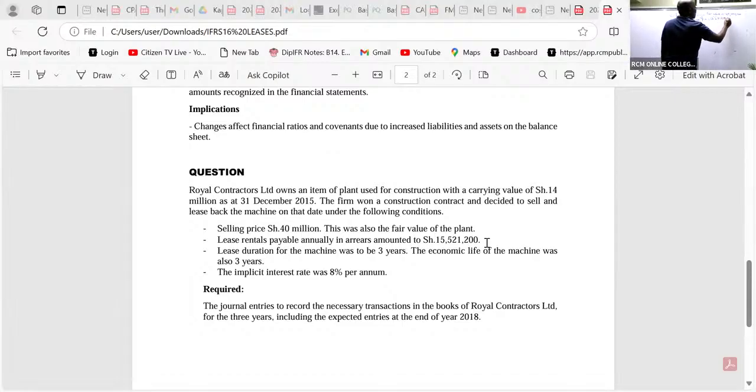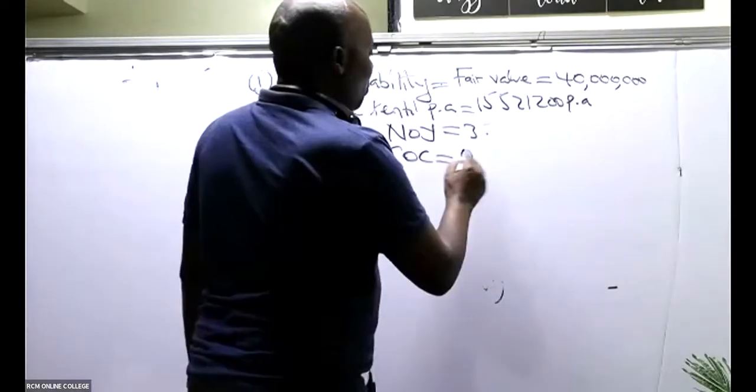And remember, this is per annum. And this lease rental will be paid for how many years? Remember, this is supposed to be a lease for 3 years. So number of years is 3. And then they have also given us the cost of capital, or the implicit interest rate. This is the rate of return. The implicit interest rate is 8%.